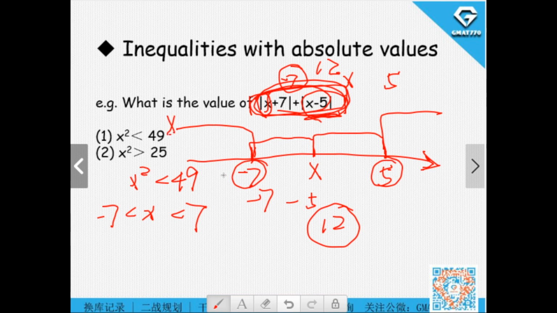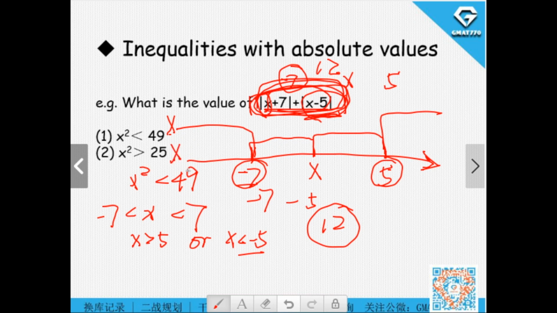Statement 2. Statement 2 tells us that the square of x is greater than 25, so x is greater than 5 or x is less than negative 5. If x is between negative 7 and negative 5, this value will equal 12. But if x is greater than 5 in statement 2, the value of x will change the value of this expression. It will not equal 12. So statement 2 is also not sufficient for us to figure out the only one value of this expression.